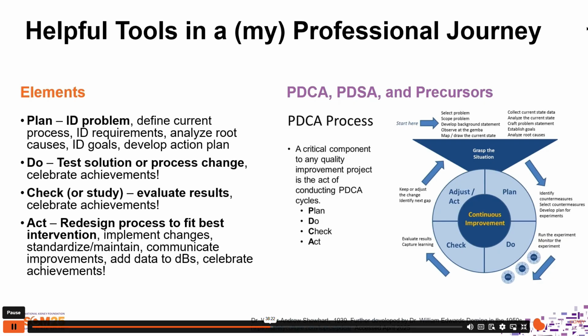PDCA is an acronym. We love our acronyms, right? CKD, ESKD. Sometimes it's called PDSA. So what it stands for is plan, which is identifying the problem and really getting in there to analyze a current situation to know what the problem is. Then doing, which is testing solutions for process changes, checking or studying the results to see that we're getting out of it what we want, and then redesigning a process to fit best into the interventions or disseminating it. So this might look a little boring, and we might be saying, well, why are we talking about this acronym? But this is a really powerful tool, and it's brilliant in its simplicity.